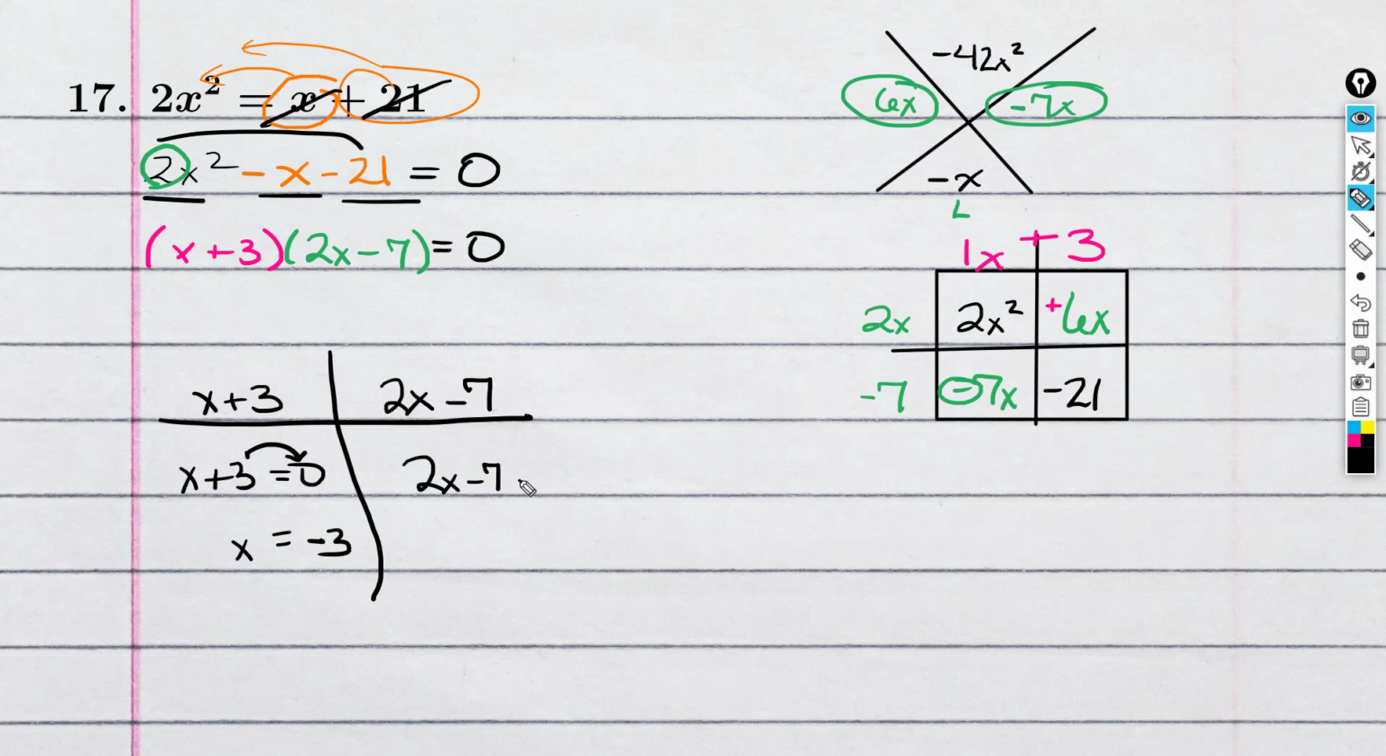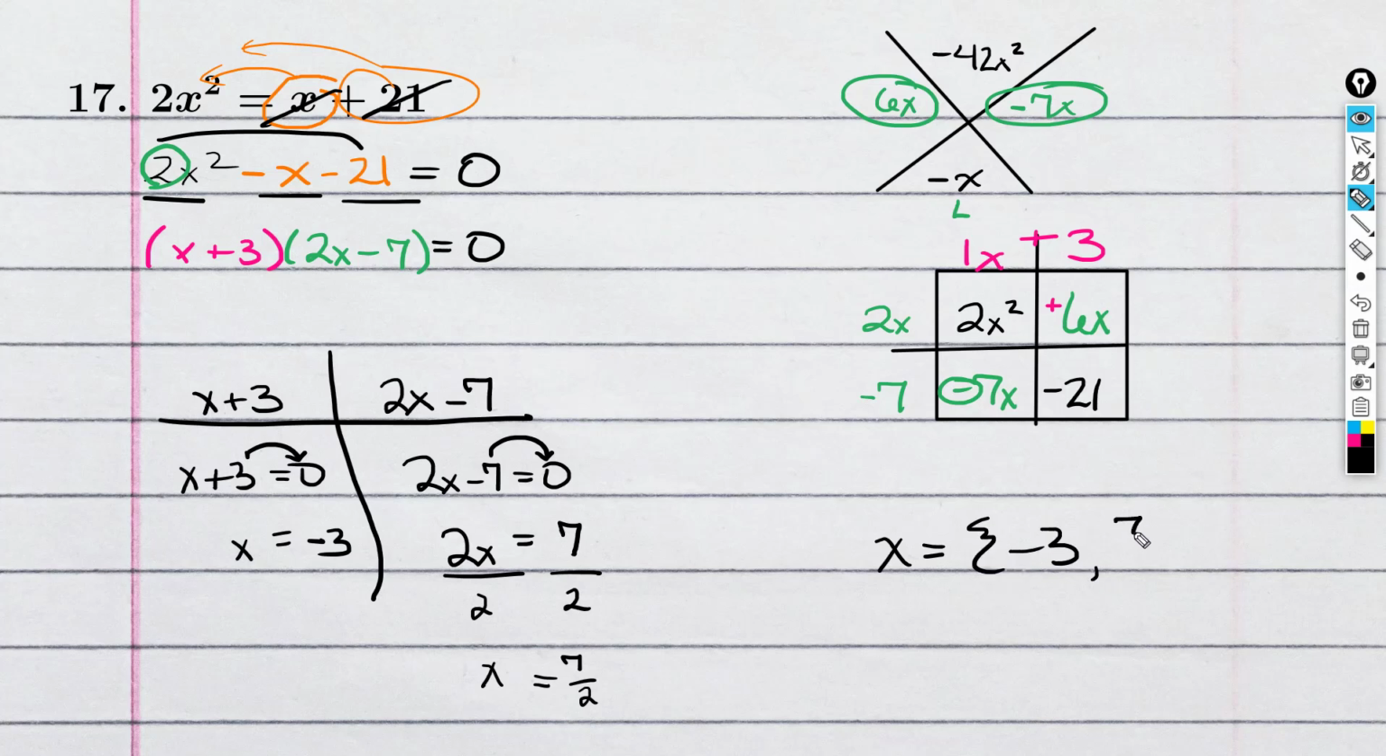2x minus 7 is equal to 0. So move the negative 7 to the right-hand side, and it becomes a positive 7 is equal to 2x. Divide by 2, and x is equal to 7 halves. So when I write my solution, it's x equals the set negative 3, 7 halves.